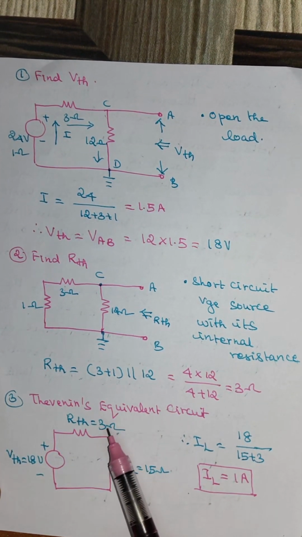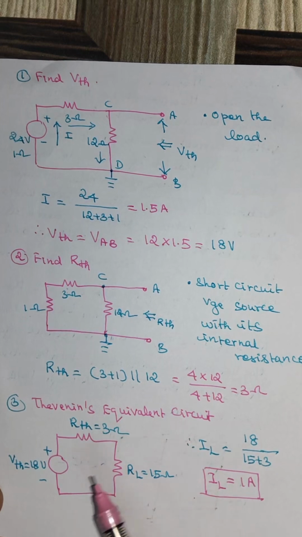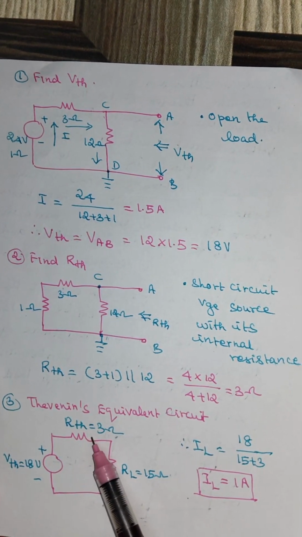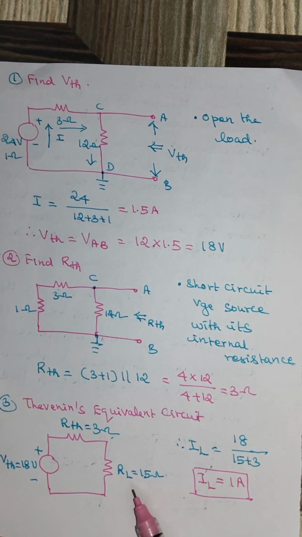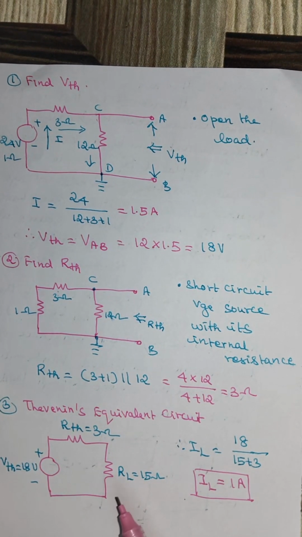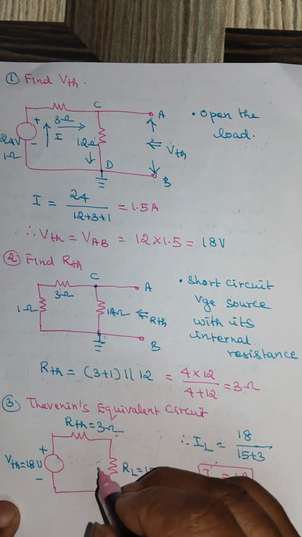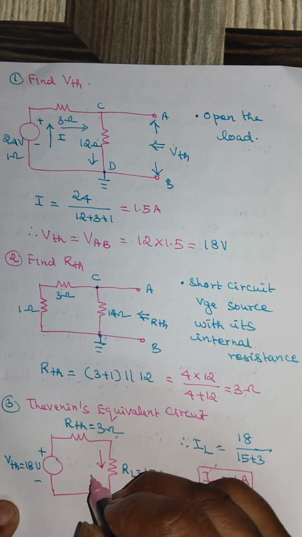In step 3, we have to draw the Thevenin's equivalent circuit. It is a simple equivalent circuit which consists of VTH in series with RTH, and that should be connected with the load resistance RL. Now we have to find out the load current flowing through the resistance RL. So this will be load current IL.